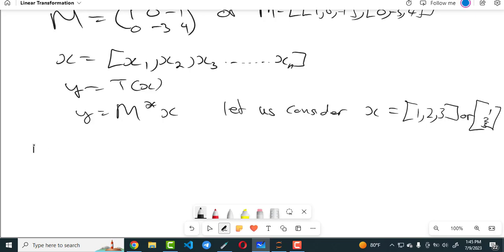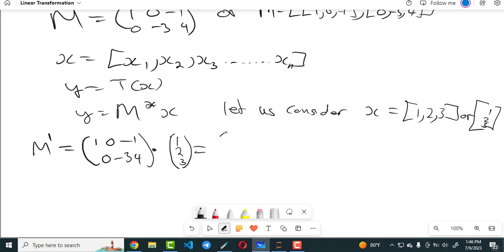Now, what I want us to do, we can solve this. Let us say our m is equal to our new matrix, 1, 0, minus 1, 0, minus 3 and 4, times x, where x, I said, is our vector here, 1, 2, and 3. So in our transformation now, we are multiplying using row by column.